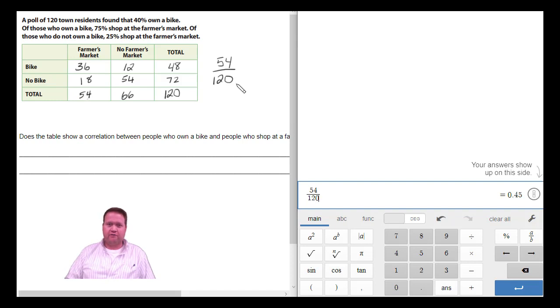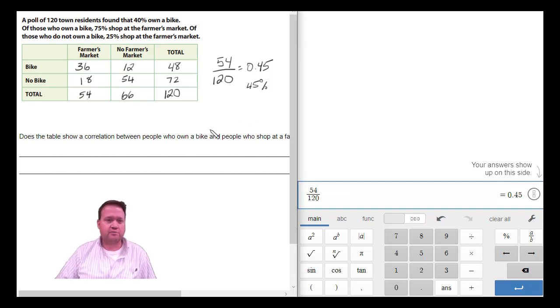And it comes out to be 0.45. So 0.45 as a percent is 45%. So the chances of you being a town resident and going to the farmer's market, there's a 45% chance that you're a town resident and go to a farmer's market.